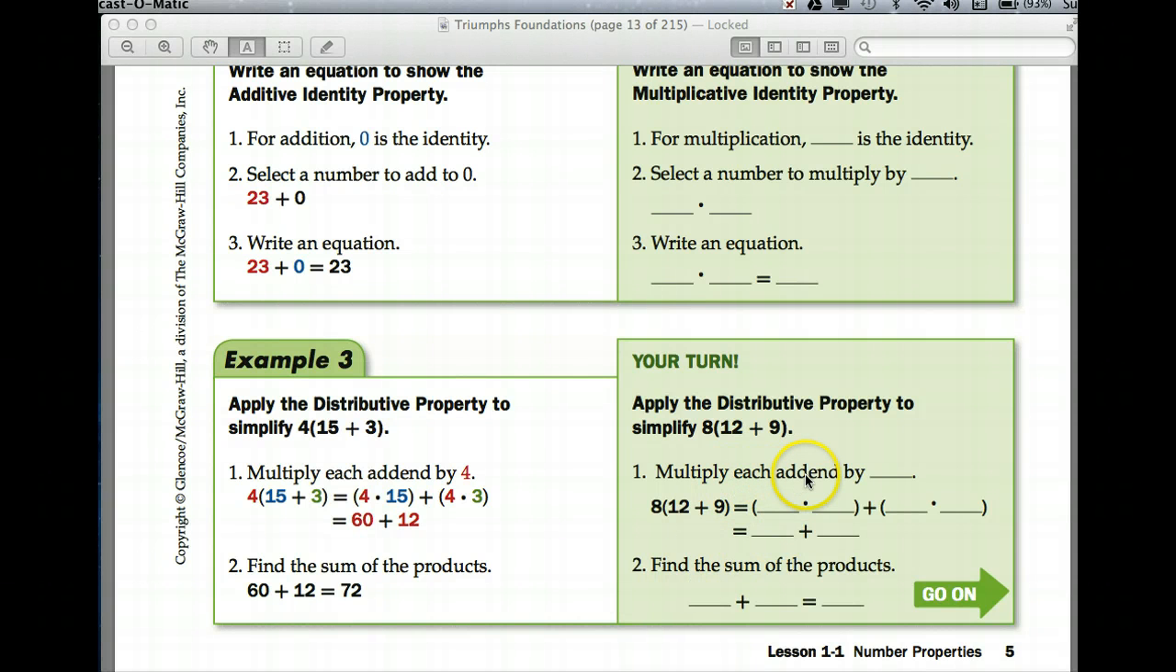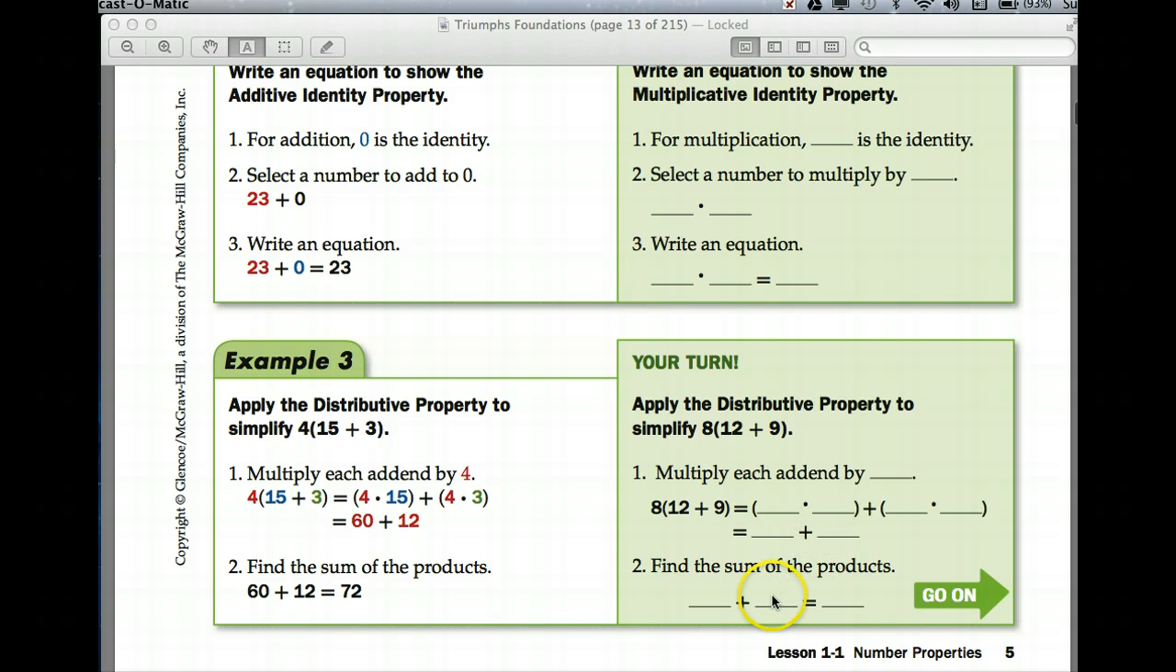So we're going to multiply each addend, or we're multiplying 12 and 9 by what number? The number 8? Excellent. So in this set of parentheses, we're going to have 8 times 12 plus 8 times 9. So what did you get here? What's 8 times 12? Should be here. 8 times 9 is here. So then we're going to take this number, place it here, this number, place it here. So what does it equal, folks? Compare with your neighbors. Excellent job.